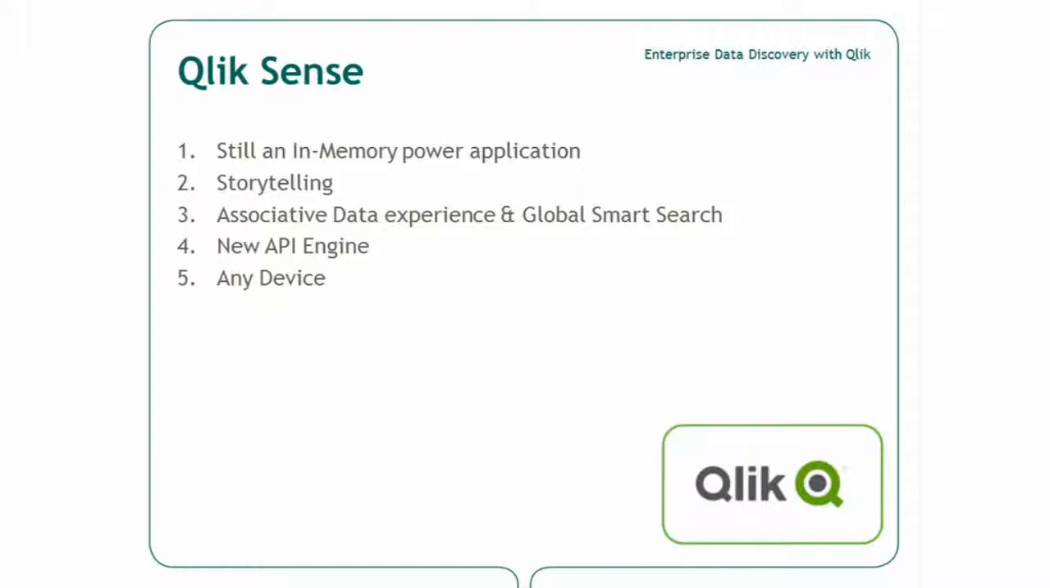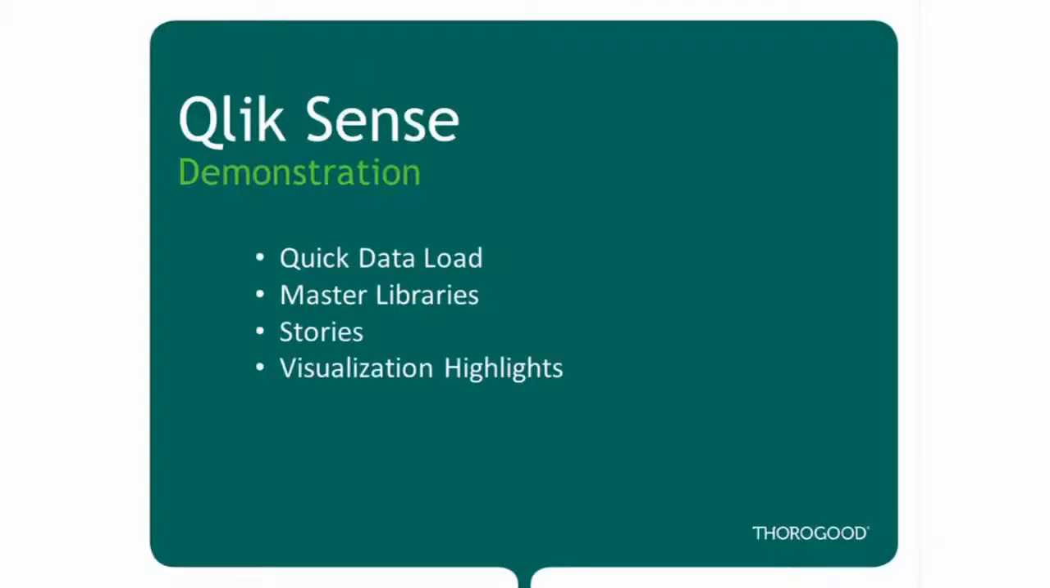The new API engine with Qlik Sense allows you to take the base program and extend it to fit your organization's needs. The API not only applies to desktop, but to server as well. And finally, any device that can render HTML can open Qlik Sense. Today, we'll be looking at it on the desktop, but it extends to Windows, Mac, and mobile platforms as well. I'll again turn the presentation over to Corey, who will demonstrate the exciting new capabilities of Qlik Sense.